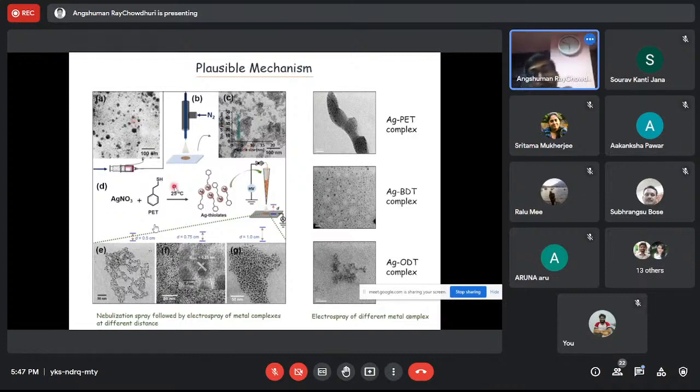And when we went to find the possible mechanism, we hypothesize that, what we have done, we are producing silver, we are giving silver phenylethanethiol, and we are reducing this by sodium borohydride, and the nanoparticles are formed. When the nanoparticle is sprayed, these nanoparticles again produce some silver thiolates, because we know that the nanoparticles and the clusters also decompose in presence of light or other exposure.